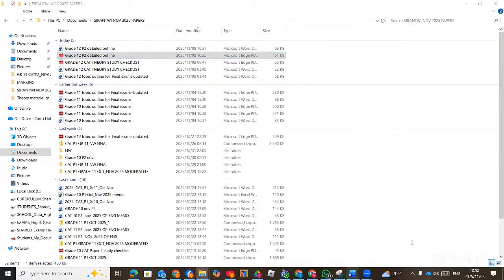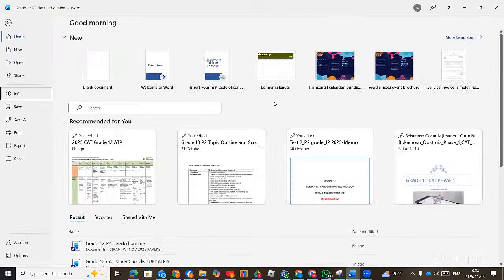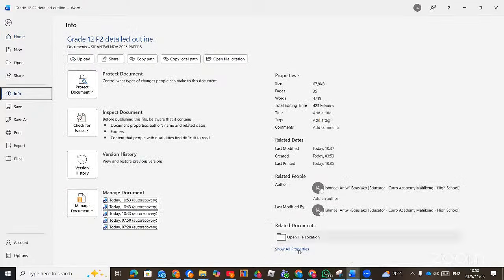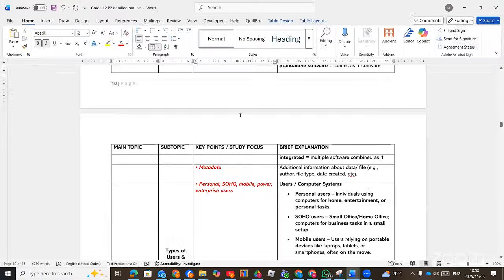Or you can even, from Microsoft Word, get those properties from File Info. Then you see all these properties. These are the metadata: the text, the title, the words, the categories. There are so many of them that you can have.